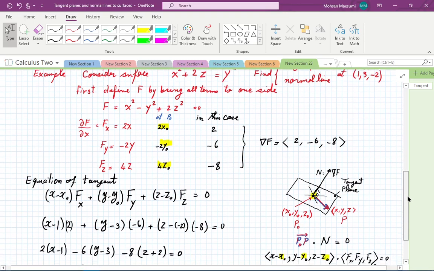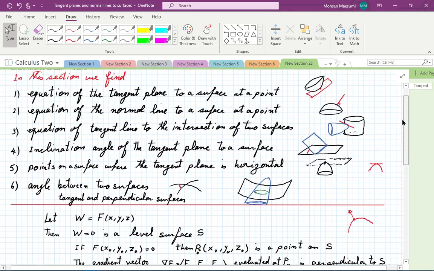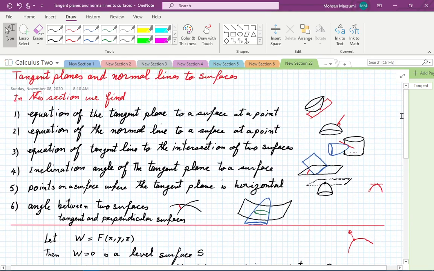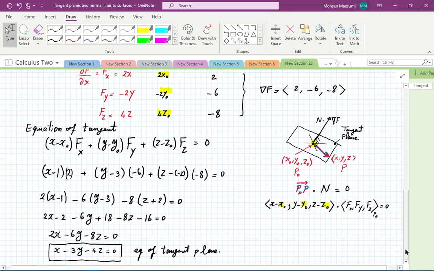Okay, what was the next question we had here? We said we are going to answer two questions. Equation of the tangent plane, so we are done with that. We did the equation of the tangent plane. Equation of the normal line to a surface. How are we going to do that? That's just as simple. Equation of a line.